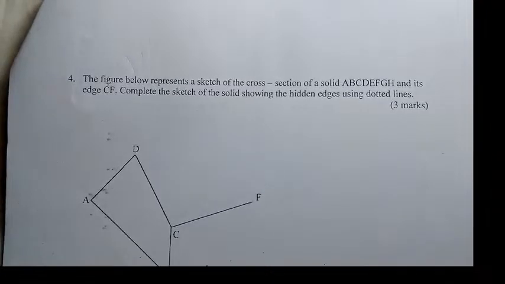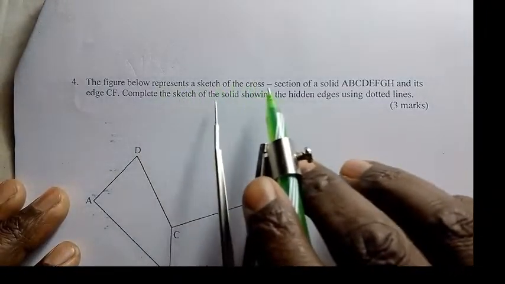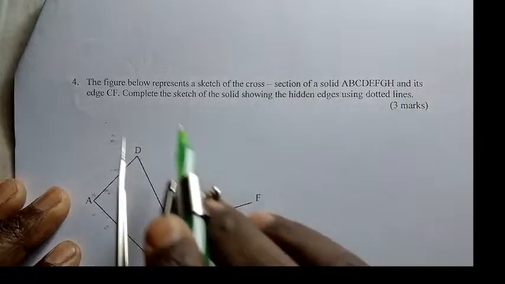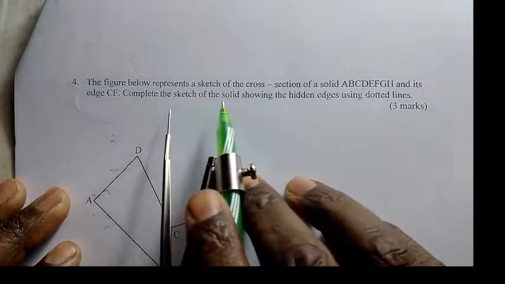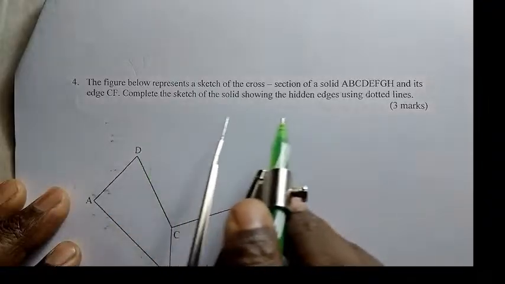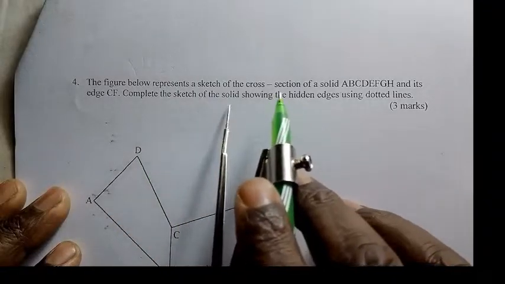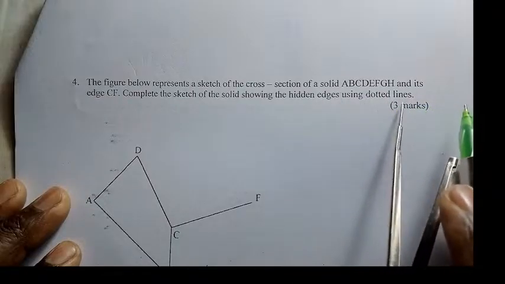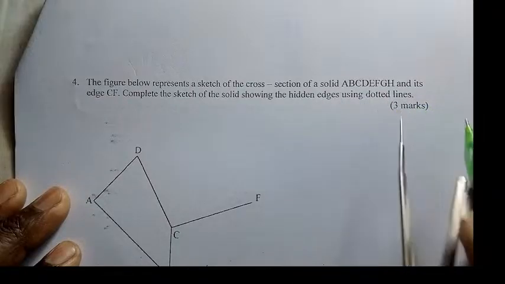The figure below presents a sketch of a cross section of a solid and its edge. Complete the sketch of the solid showing the hidden edges using dotted lines. Good. Sasa hiki tumepewa kila kitu.